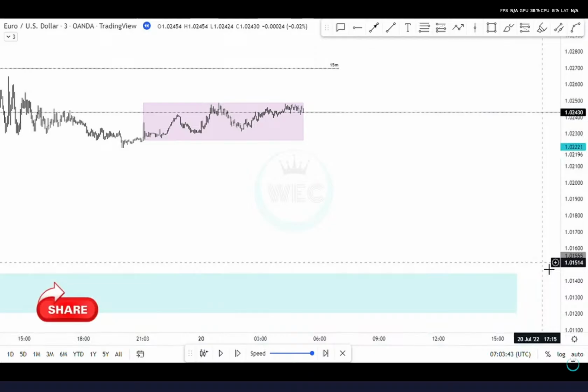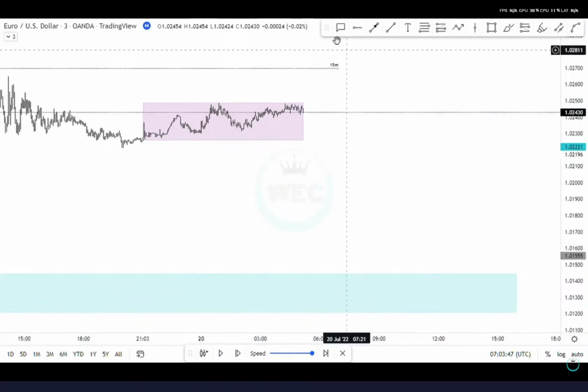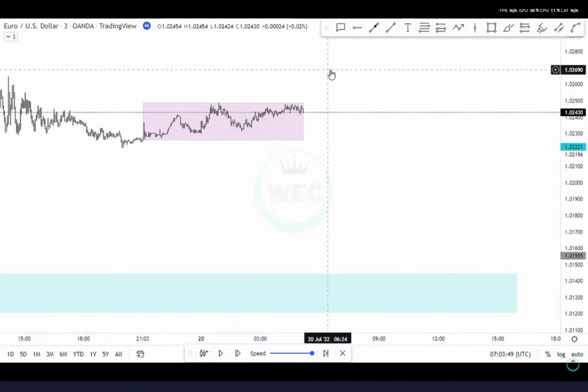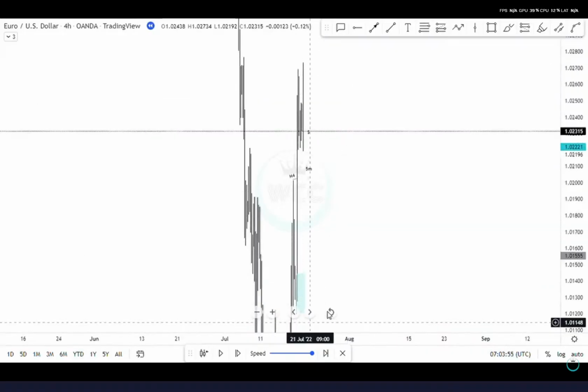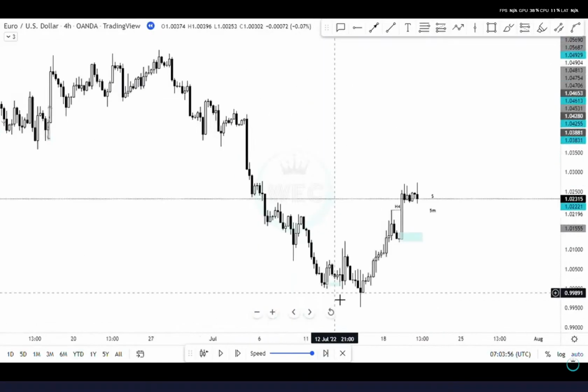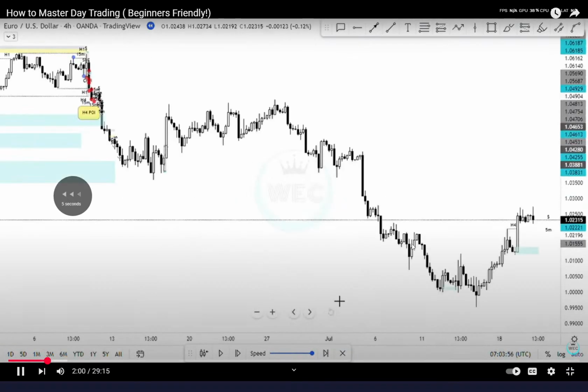So real quick, like I said, I'll be starting from the higher time frame, and mostly my intraday higher time frame is the H4, and I'm going to start from that. So let us start from the H4 time frame.